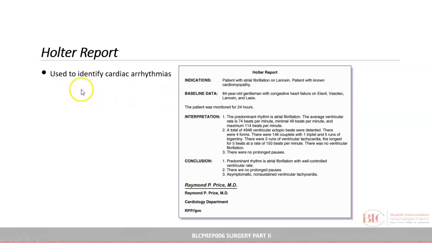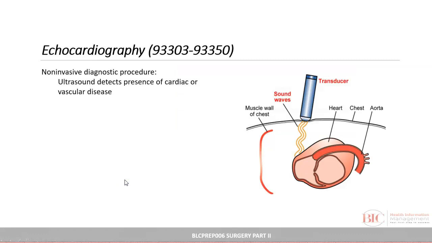This is just an example of what a Holter report would look like and what it's used for. It's used to identify cardiac arrhythmias. The patient usually keeps it on for 24 hours, and it prints out this report, and the doctor reviews it and interprets that report. Your echocardiographies, our range of codes here are 93303 to 93350. These are non-invasive diagnostic procedures where they use ultrasound to detect the presence of cardiac or vascular disease.